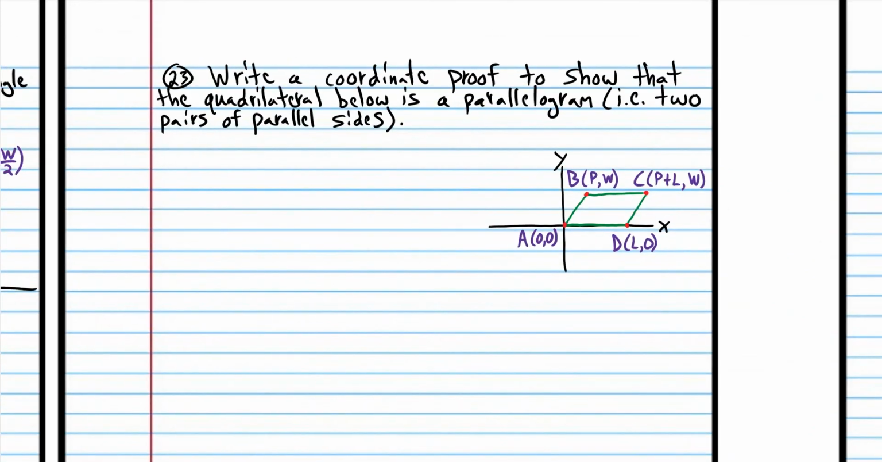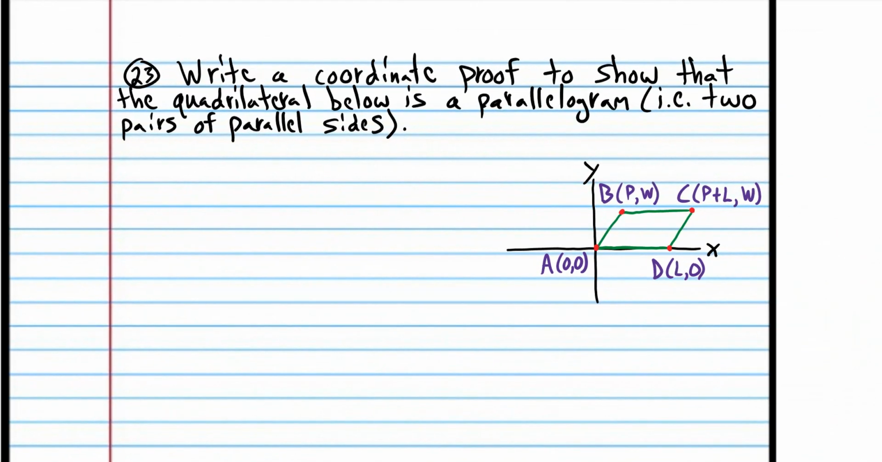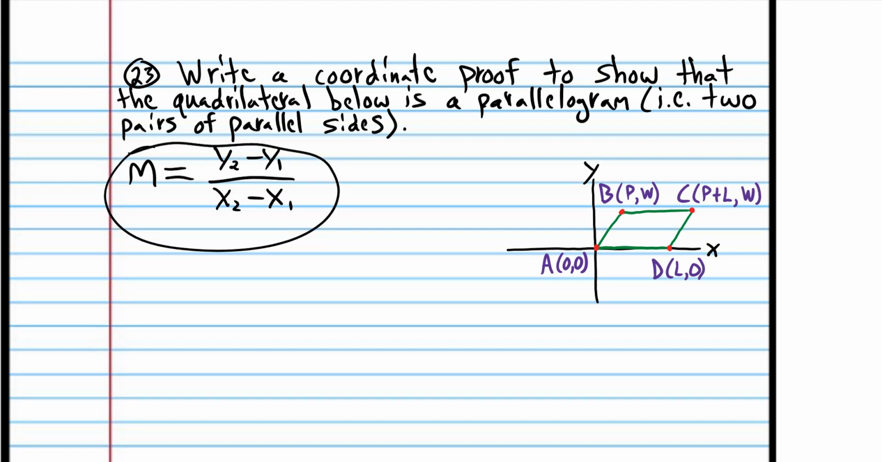All right, time for you to try one. We're going to write a coordinate proof to show that the quadrilateral below is a parallelogram, i.e. two pairs of parallel sides. So we have to show that this side is parallel to this side, and this side is parallel to this side. So all you really have to do is use slope. So I'm just going to write the slope formula for you. If you forgot it, it's y2 minus y1 over x2 minus x1. That's really all you have to do for this proof.